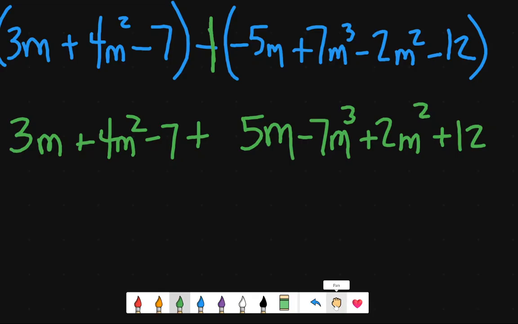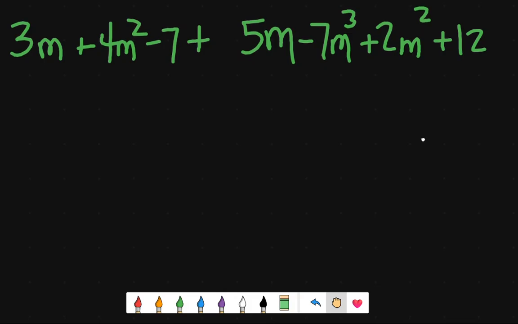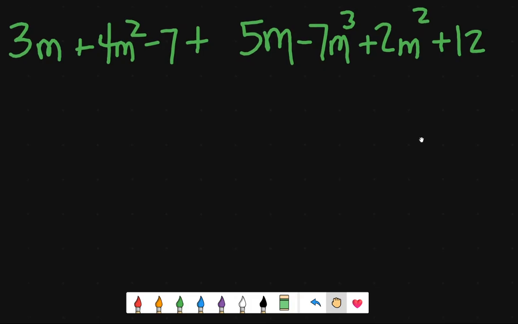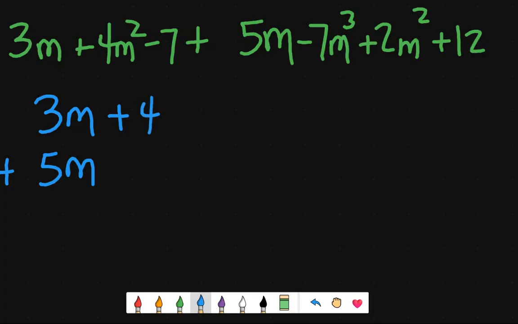And now the next step is we can go ahead and put these in vertical order. We're only going to put the terms above or below each other that are alike. So we have 3m to the first power. Well, what term is like the 3m to the first power? If you said the 5m to the first power, you are correct. So then we have 4m to the second power minus 7. And what term is like the 4m to the second power? If you said the 2m to the second power, you are correct.